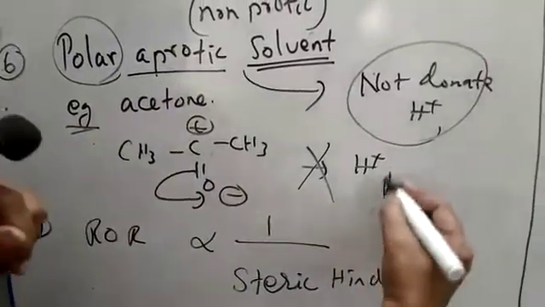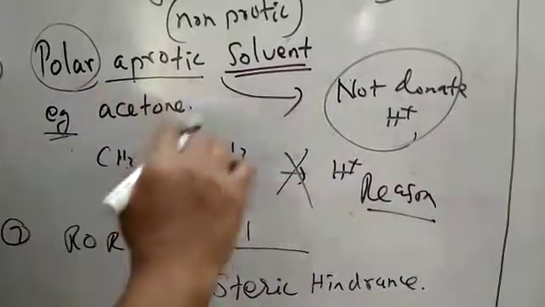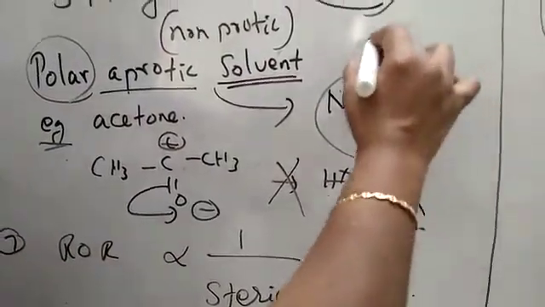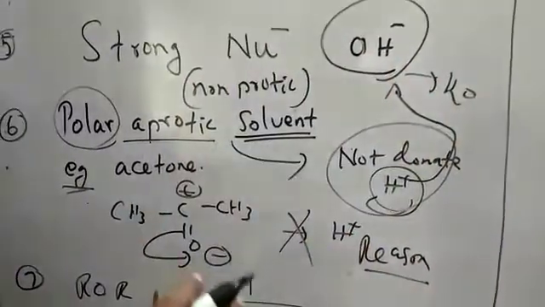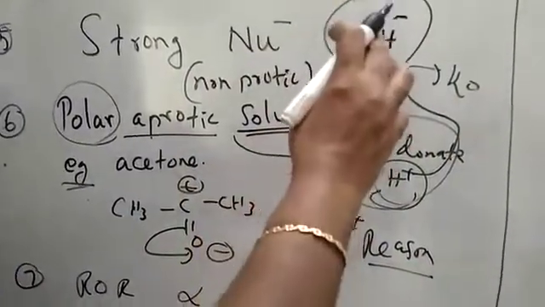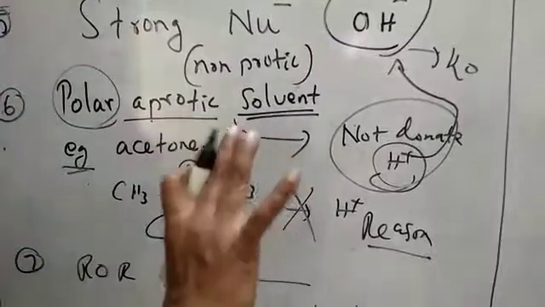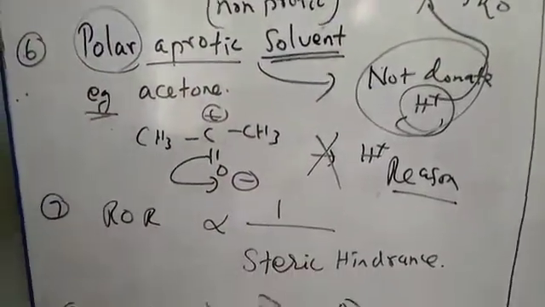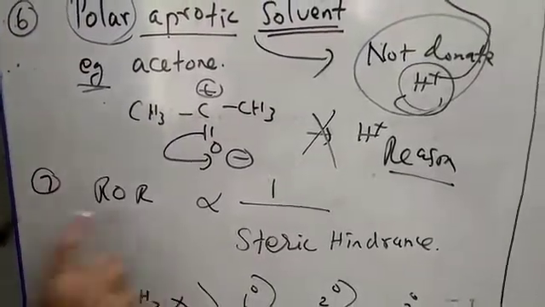Now the reason why you have to select aprotic: if you have H plus ion in the medium, it will react with OH minus and give water. So the OH minus will become inactive. To avoid it, the solvent should not contain H plus ion. Point number 6 is very important. Next, we have 3 more points.